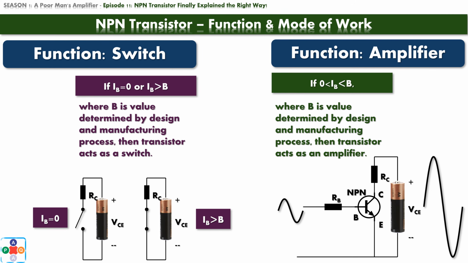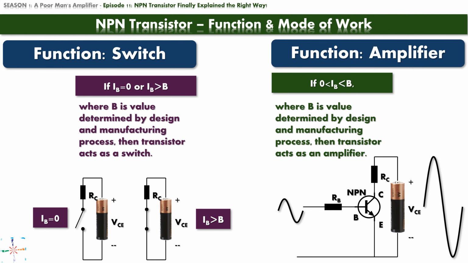In this part of the video, we will talk about transistor as an amplifier. At the beginning of the video, we have learned that, depending on value of base current, the transistor can have two modes of operation, as a switch or as an amplifier. If base current is 0, or is greater than some predetermined value, transistor operates as a switch. That predetermined value is defined by design parameters, and it is not same for all transistors, so you have to consult datasheet for specifics. On the other hand, if base current is greater than 0, and less than that same predetermined value B, then transistor acts as an amplifier.